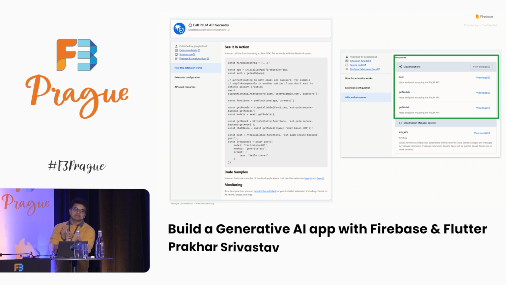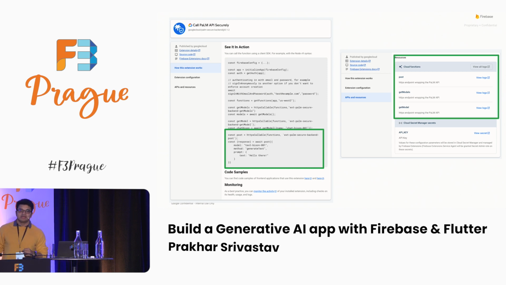In this case, we only care about the post function, because what that does is complete the text API, like we discussed earlier. And it then also very kindly gives us some sample code. Hey, this is how you use it. In case you don't know how to use the Palm API, this is how you can call it, right?